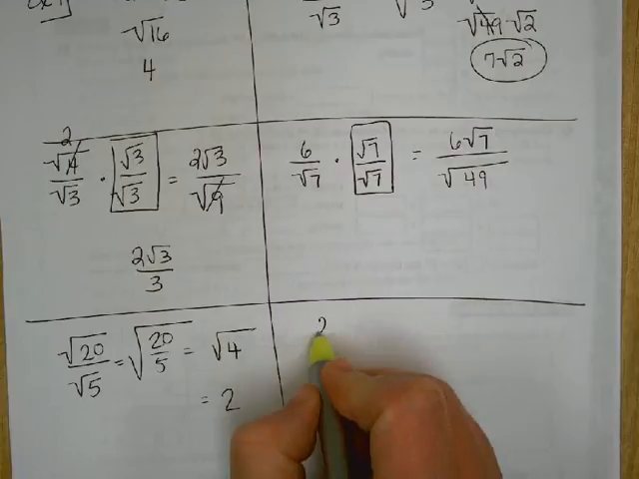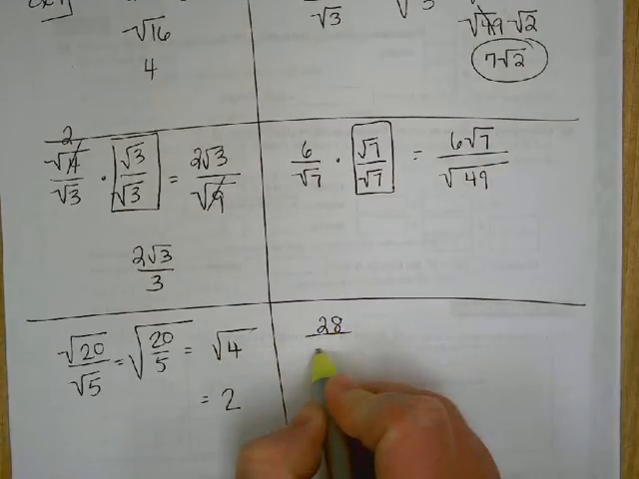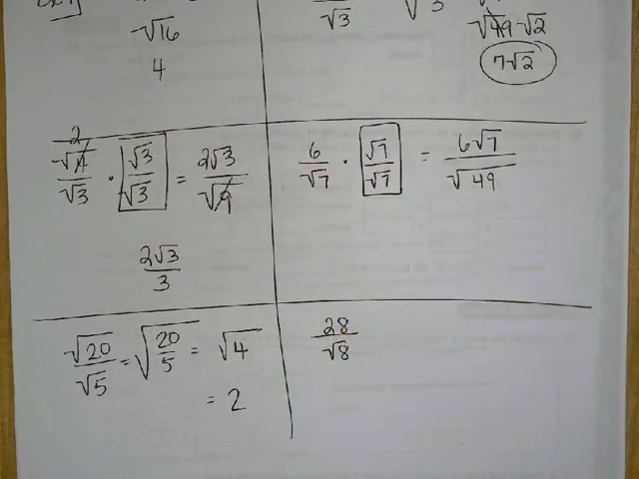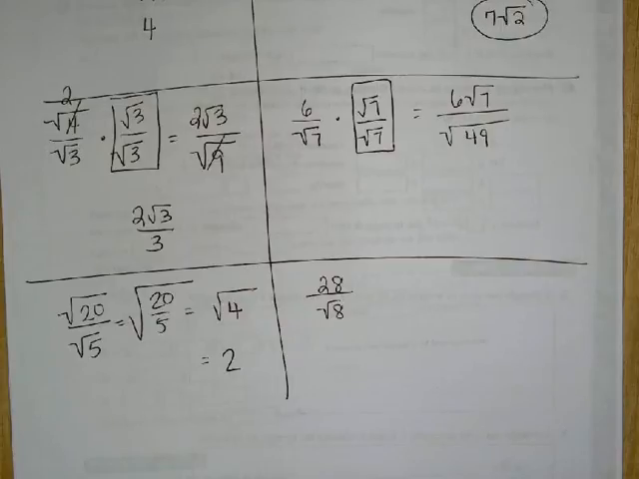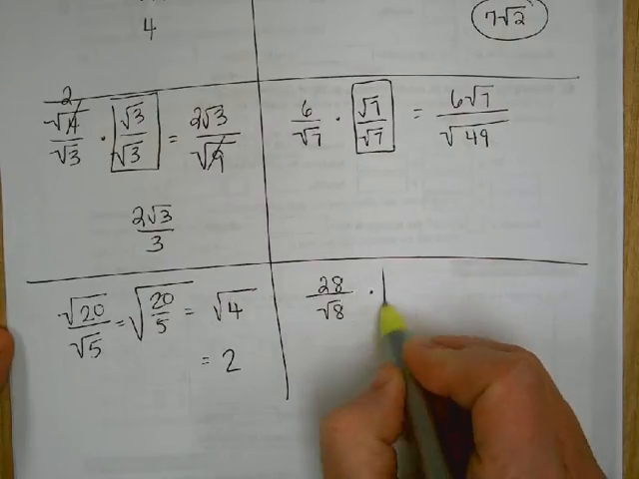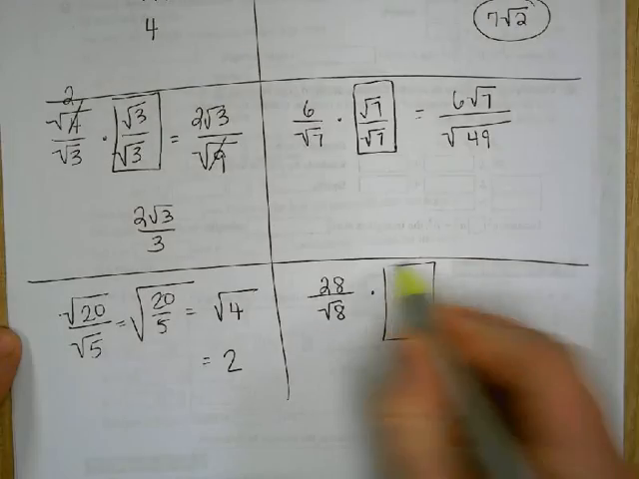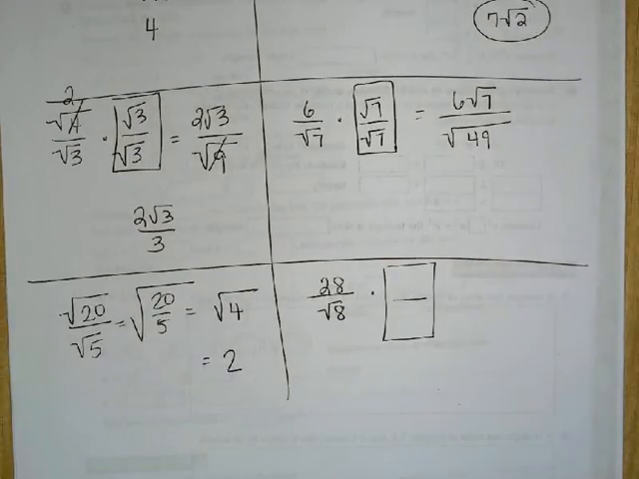Suppose I have 28 over the square root of 8. What do you think we should do here? You're going to have to multiply by 1. What version of 1 do we need to multiply by?